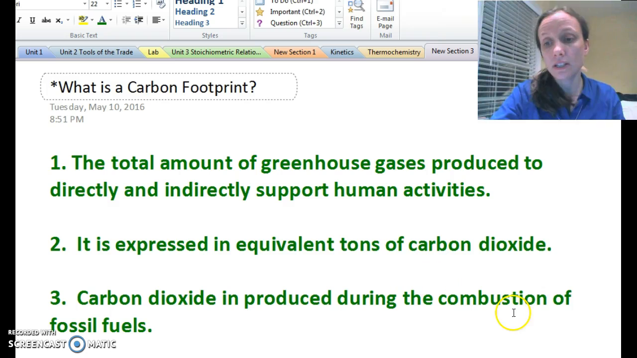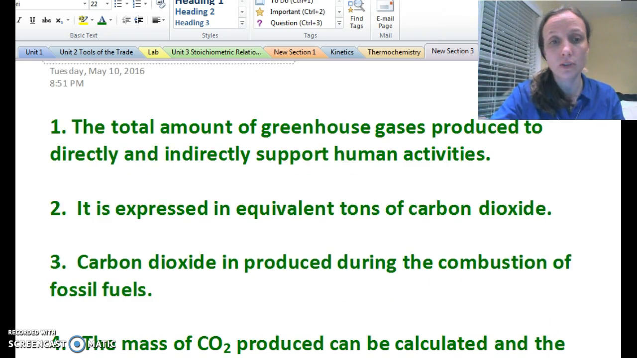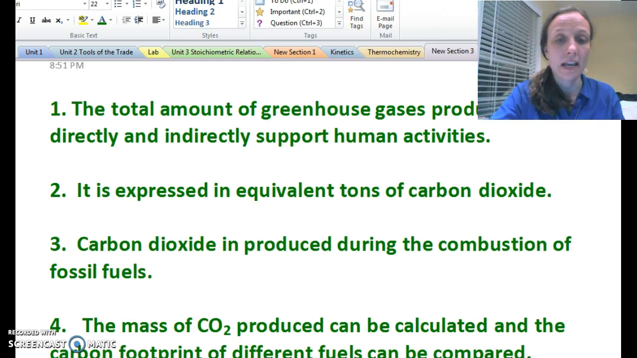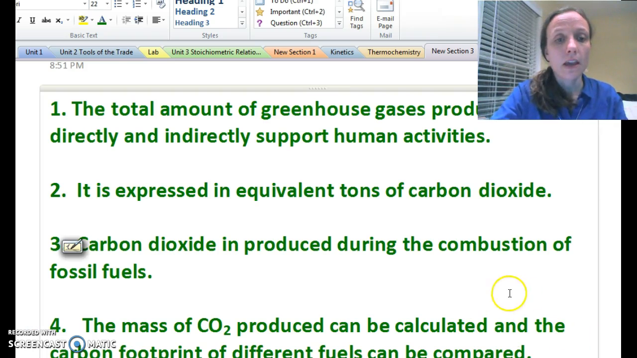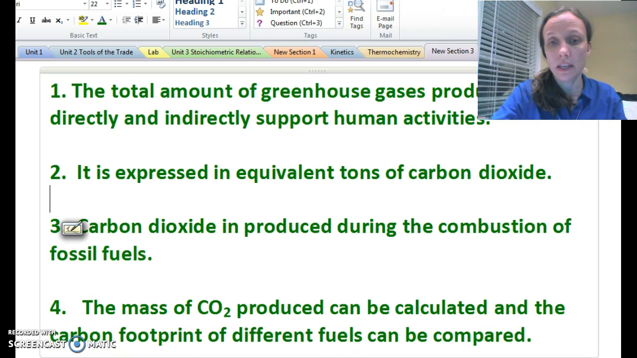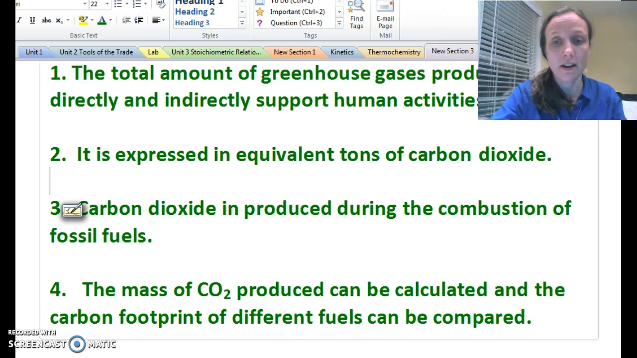The first thing is what I just mentioned. It's the total amount of greenhouse gas that we produce doing things that we know will produce CO2, and then other things that are produced indirectly. It's measured in the equivalent ton of CO2.